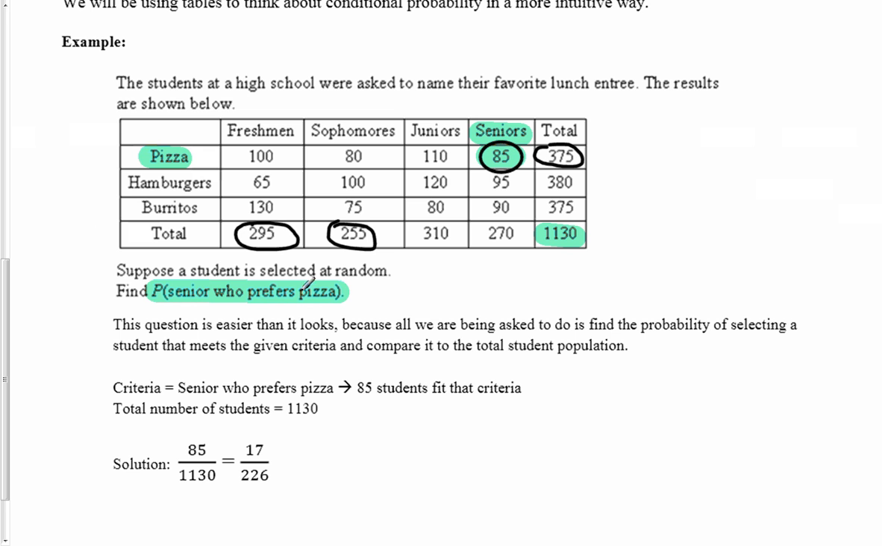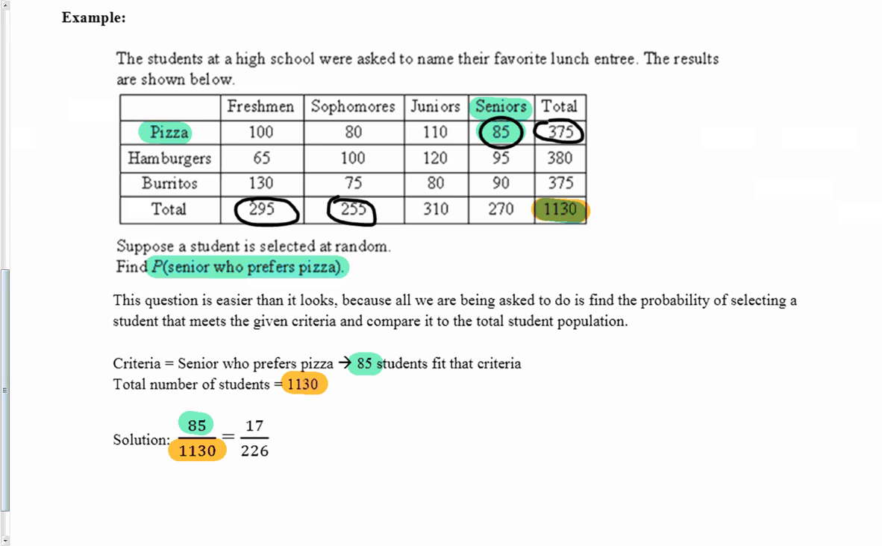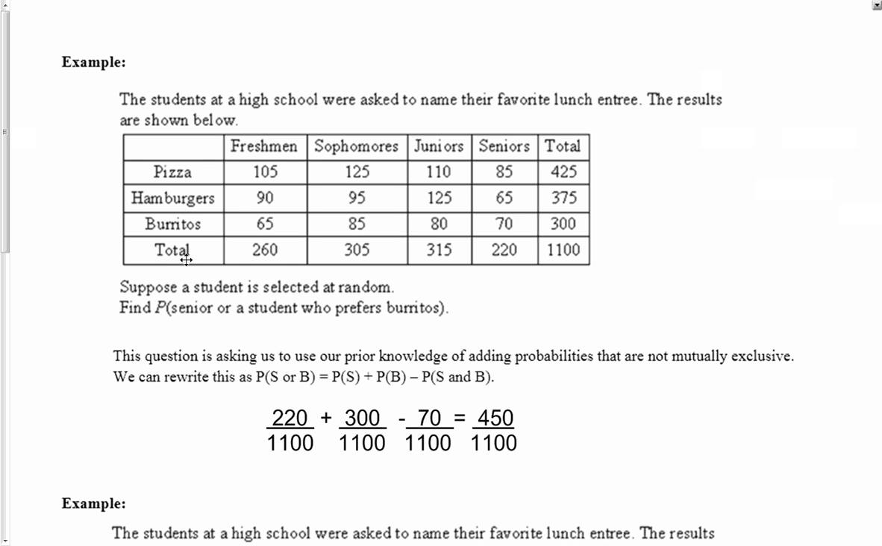So going back to our problem, we have 85 seniors who prefer pizza. And we have a total of 1,130 students, and we got that number from the bottom right of the table. So that's going to be our denominator. If you reduce this fraction, it goes down to 17 over 226. Let's take a look at another example using this.